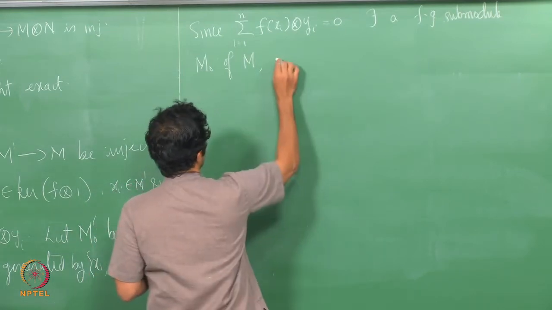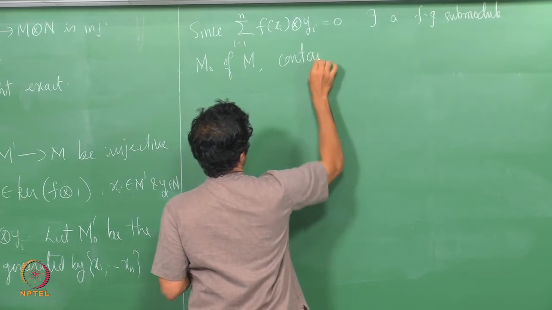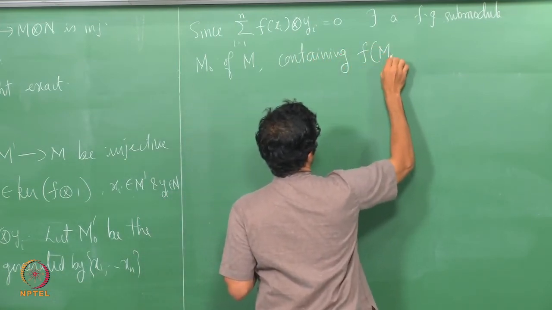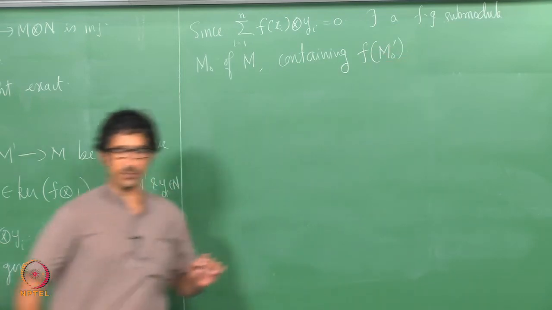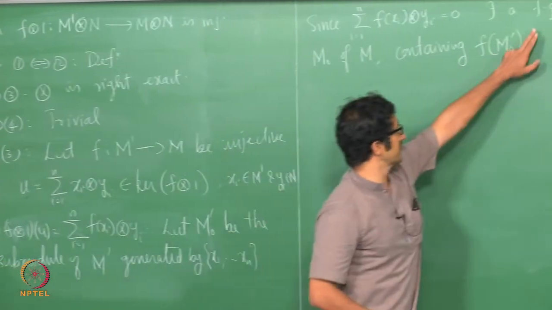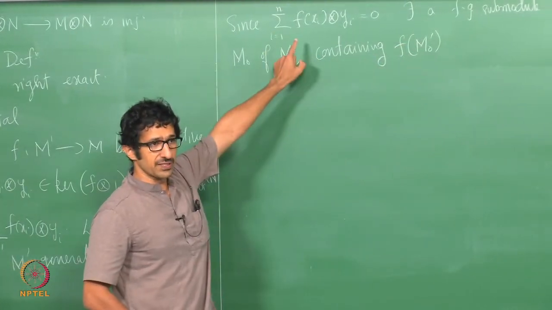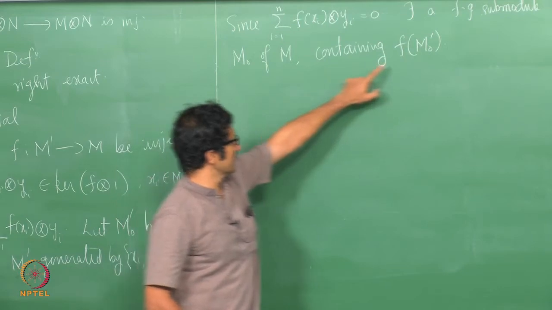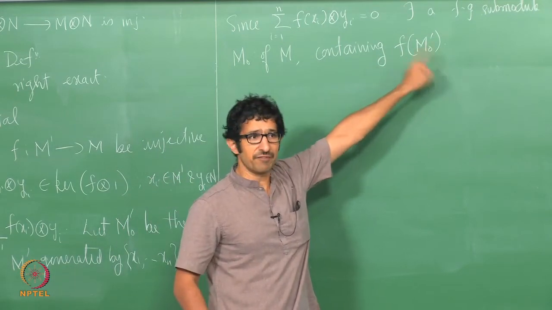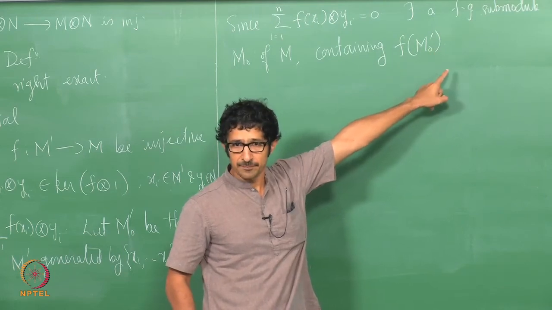I will put one more condition containing f of m naught prime. So, I will put two conditions here, two finite generation conditions. One is the finite generation condition coming from the proposition that we proved earlier, and this is m naught prime is finitely generated. So, f of m naught prime is finitely generated.